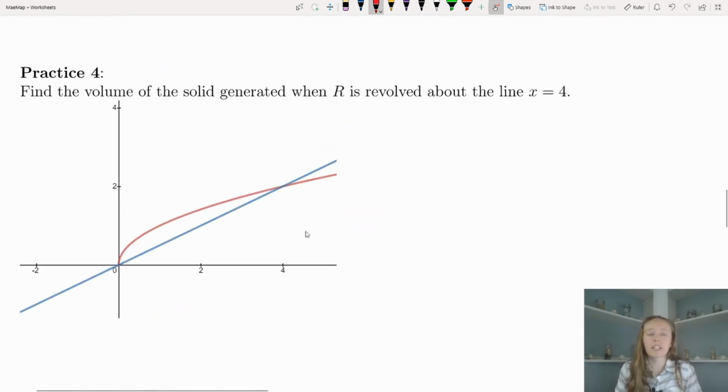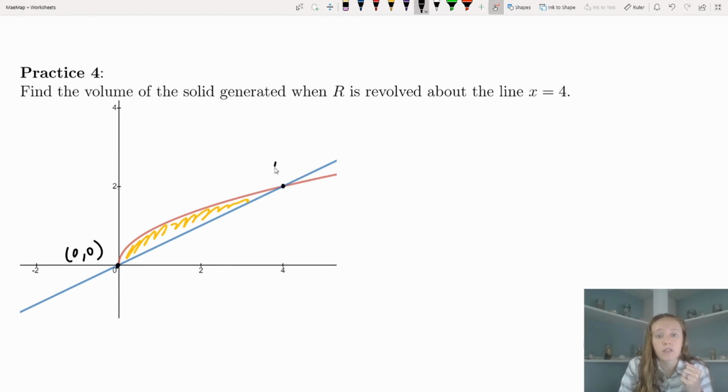All right, completing one more example. Let's fill in what we know. Well, we're revolving this region, just like the previous three. Our intersection points are (0, 0) and (4, 2). This time, we're going to be finding the volume when it's revolved around x equals 4. So that's going to be this line here.